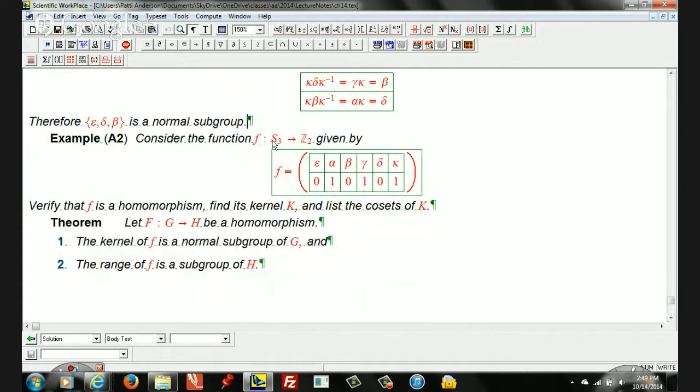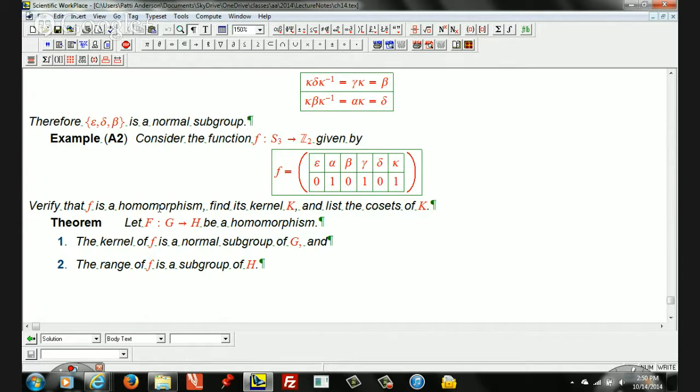Now, consider the function f that takes S3 to Z2, and this is going to be given by this property. We're going to take the identity to 0, alpha to 1, beta to 0, gamma to 1, delta to 0, and kappa to 1. Is this a one-to-one function? No, it's not one-to-one. It is onto, it's onto 0, 1. But the definition didn't even say that it had to be onto. But if you want a homomorphic image, it has to be onto. So if you want to say that two groups are homomorphic, you have to have a function that's onto.